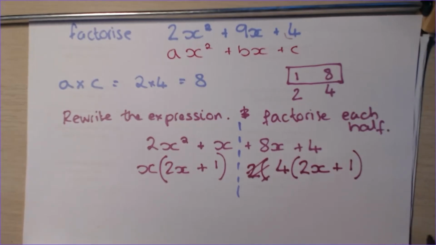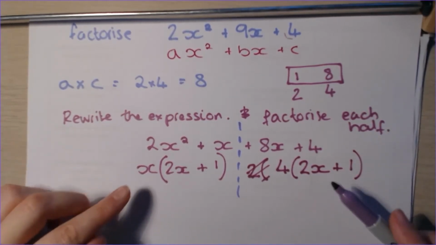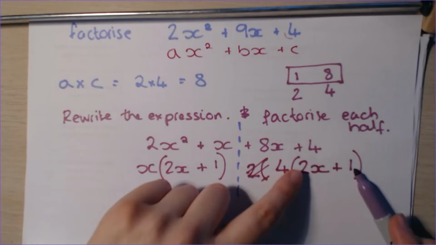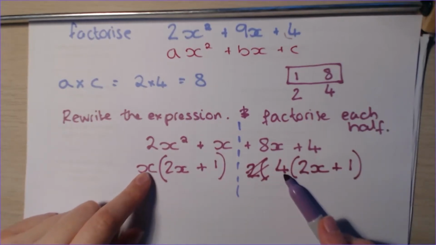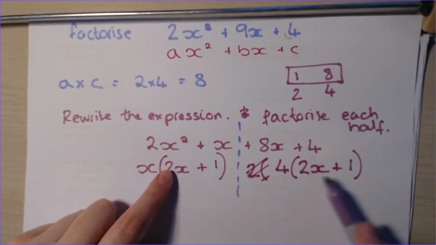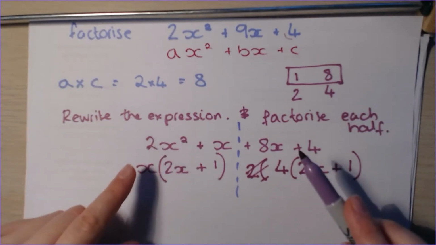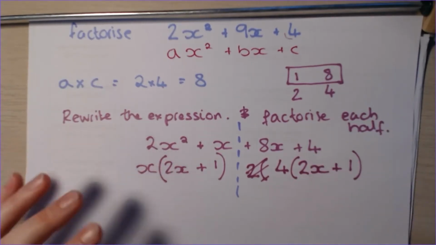Now what we get left with here, you should find this is always the case. You should get the same 2 brackets here. There'll be something different on the outside most likely, but the insides of them should be the same. If they're not, double check what you've done, because it sounds like you might have made a mistake.